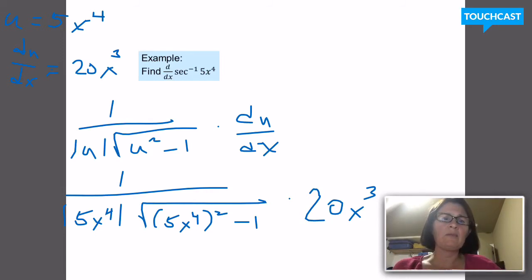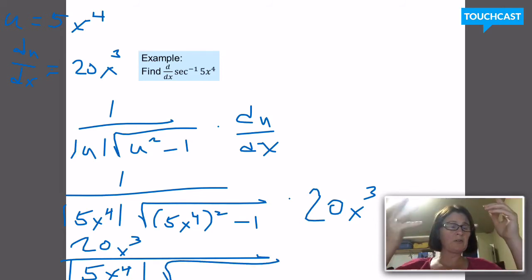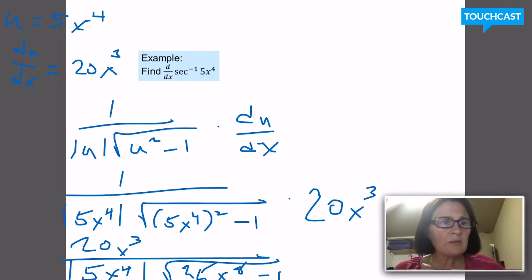This is going to be 20x cubed over the absolute value of 5x to the 4th times the square root of 5x to the 4th squared is 25x to the 8th minus 1. Final answer.